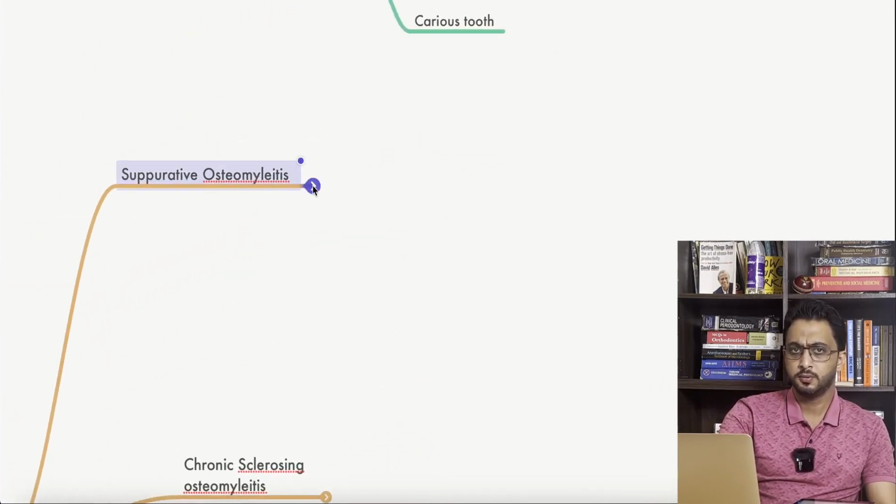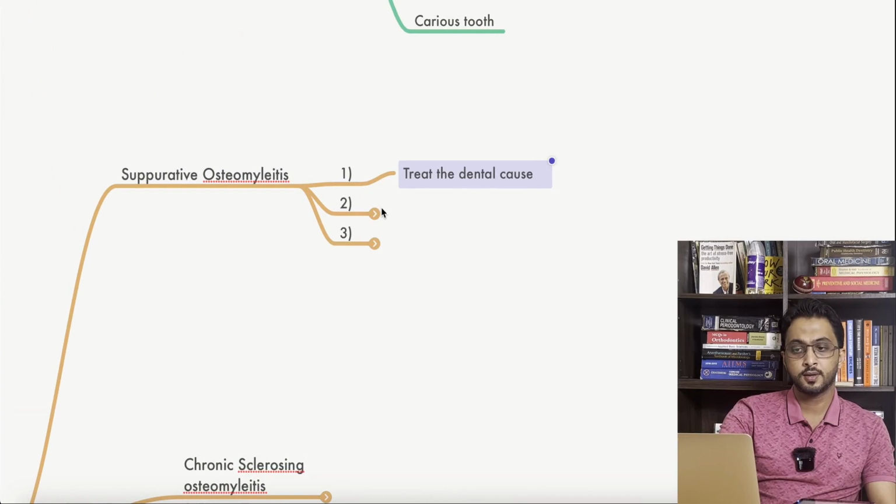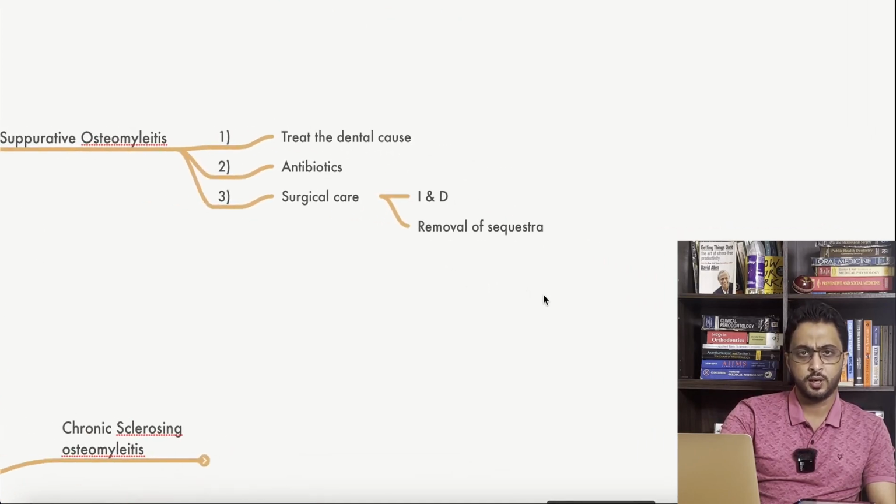Suppurative, what do you do? What is the cause? You give antibiotics. Treat the dental cause. Start the antibiotics, and if you need, go for incision and drainage. And remove the sequestra, if it is there.